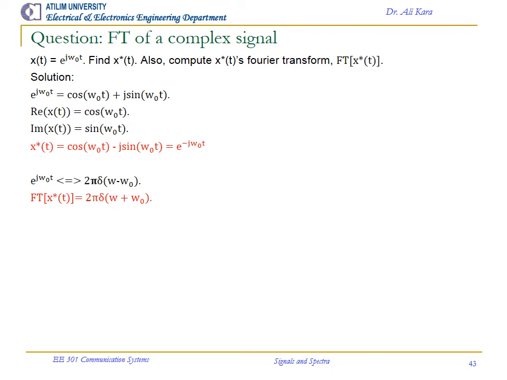Question. Find the Fourier transform of a complex signal x of t equals e to the power j w0 t. Find x conjugate of t. Also, compute x conjugate of t's Fourier transform.